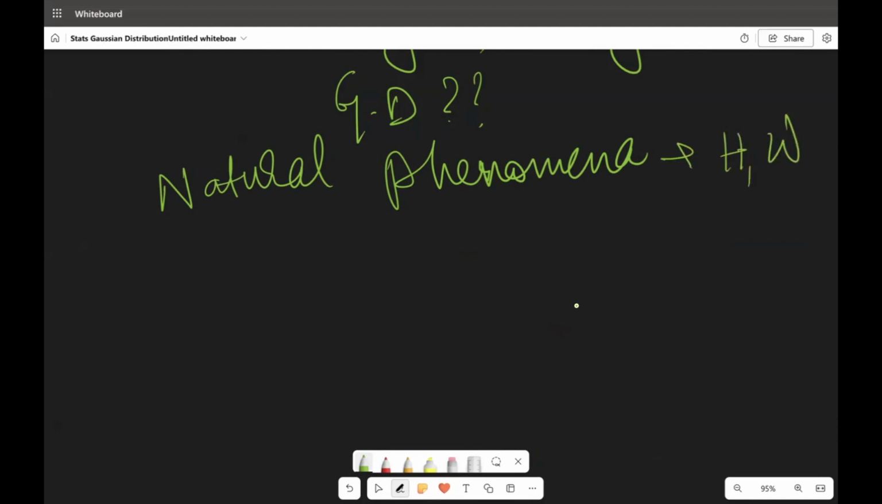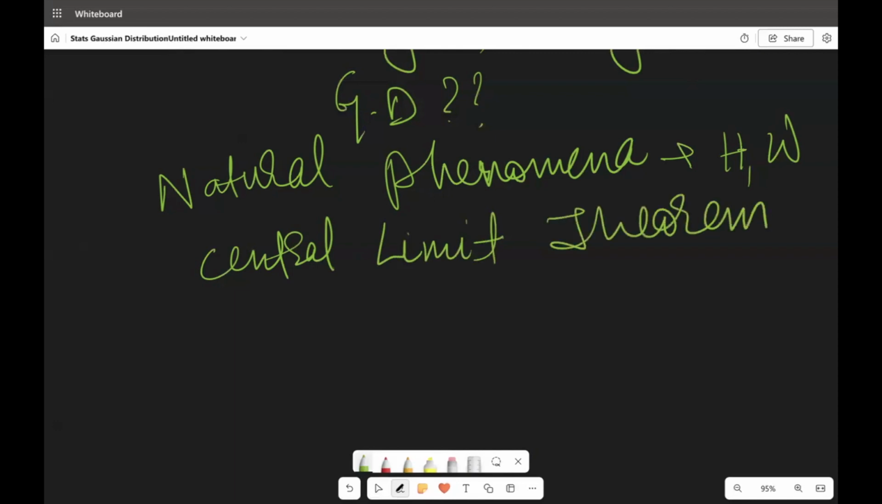So Gaussian distribution occurs a lot in nature, especially in natural phenomena like height and weight. It is also connected to a very important idea in statistics called the central limit theorem. We will look at the central limit theorem a little bit later, but just take my word for it right now that it's an extremely widely found distribution in nature.